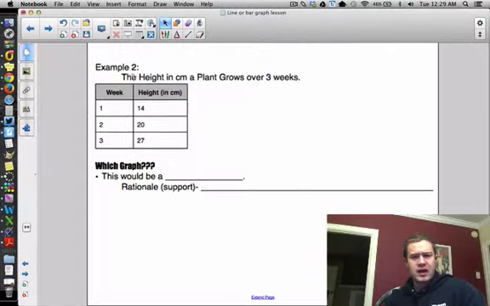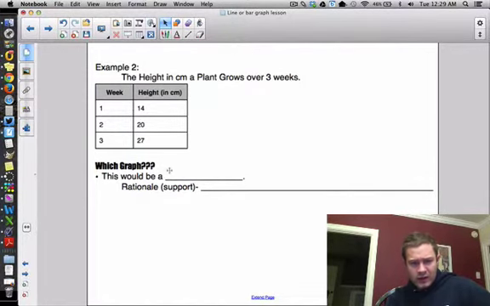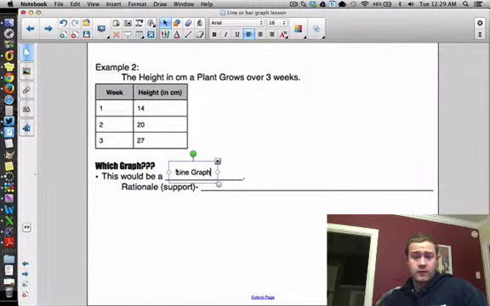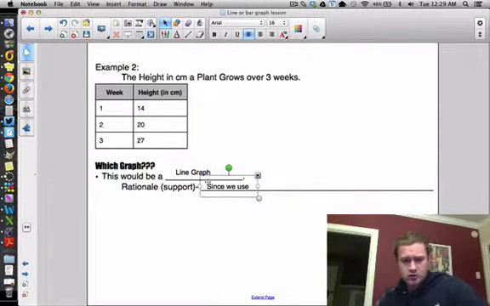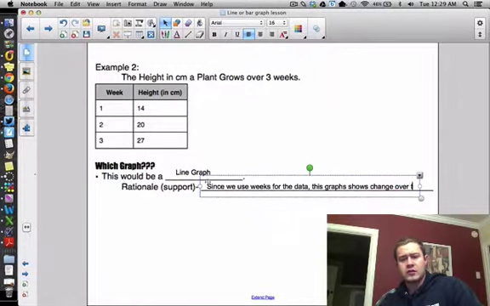Here's your other example here. I have the height in centimeters of a plant as it grows over 3 weeks. And so we've got week 1, week 2, week 3. And we see a change, and a week is a time label. And so as a result, this would be a line graph. Okay, and why is it a line graph? Our rationale is this. Since we use weeks for the data, this graph shows change over time.